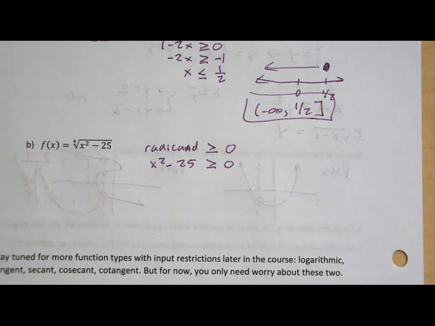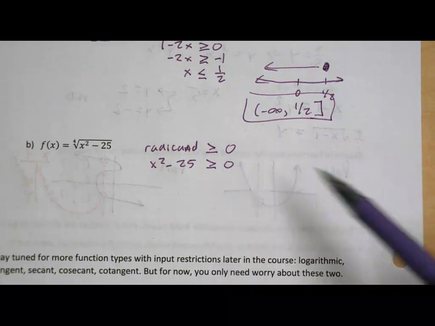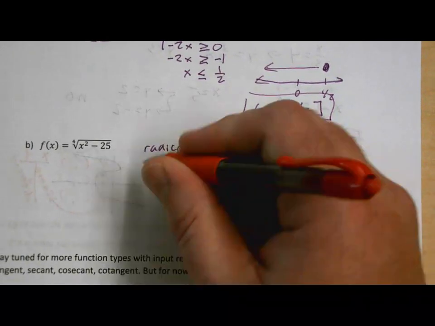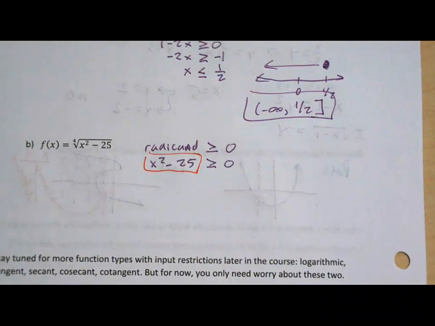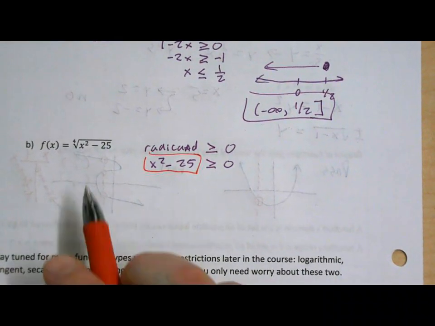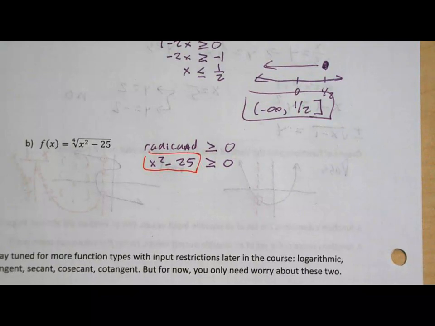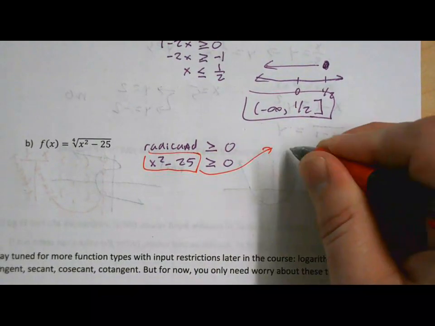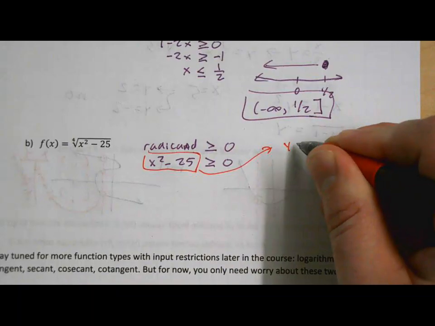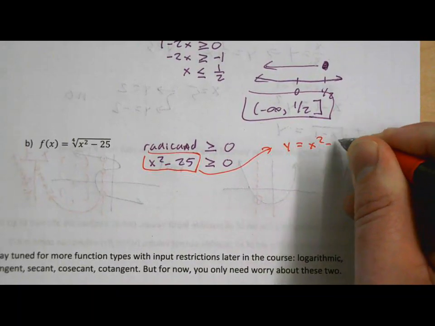The way I'm going to solve this for right now, though, is I'm going to graph this as a function, just the x squared minus 25, not the whole function, just the x squared minus 25. So I'm going to think of the function y equals x squared minus 25.